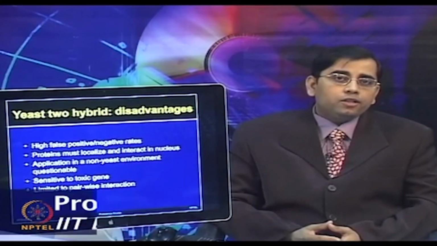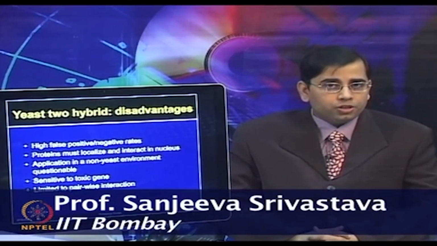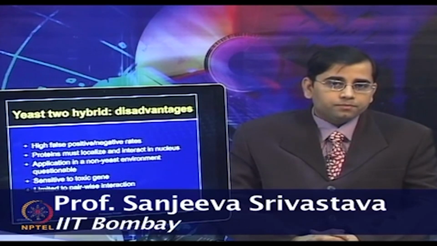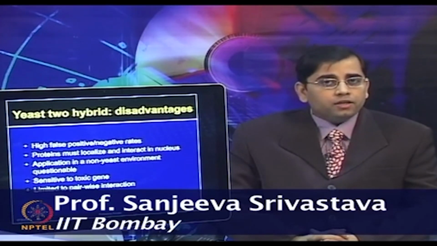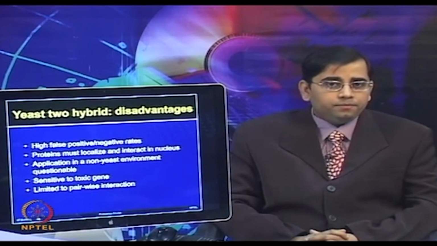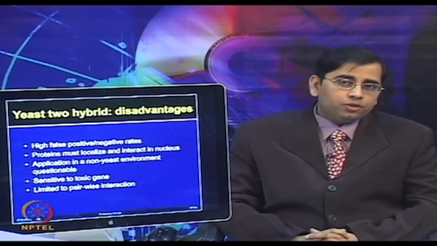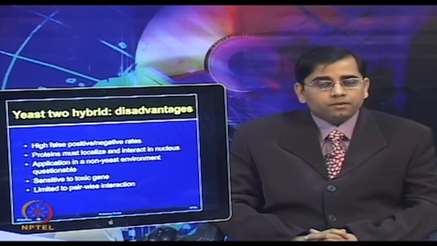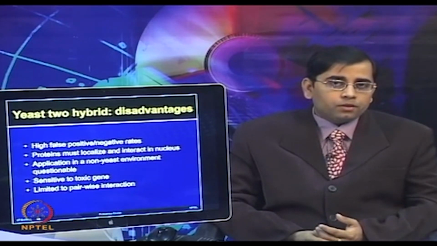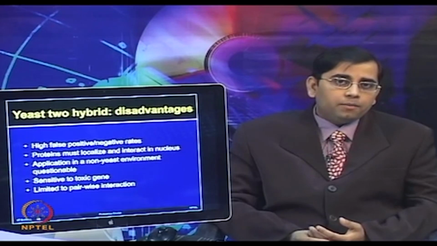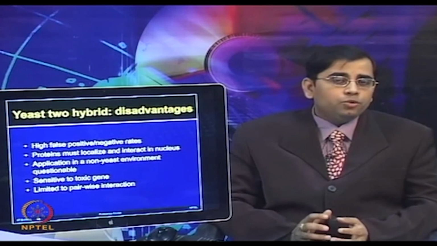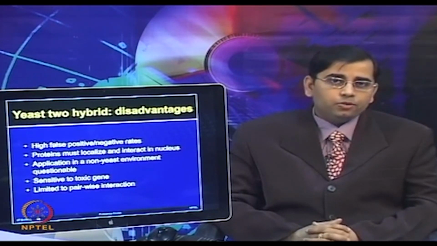Application in a non-yeast environment is also questionable, because the system is mostly used in the yeast. The protein folding, if you are aiming for studying the mammalian system, is not guaranteed, and it is also quite sensitive to the toxic genes. Finally, it is limited to the pairwise interactions. So, if you have a fair idea about the molecules which are potentially interacting, then you can use the pairwise study by using yeast two-hybrid.